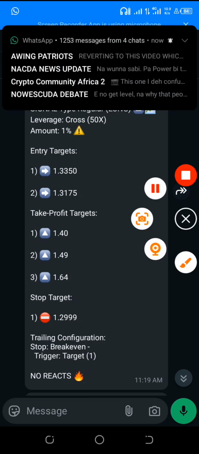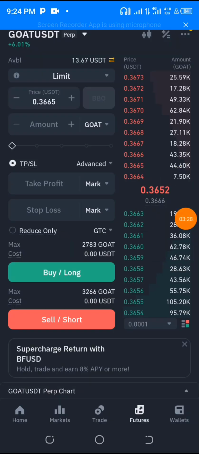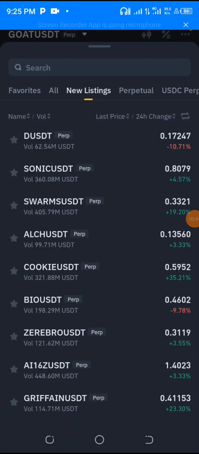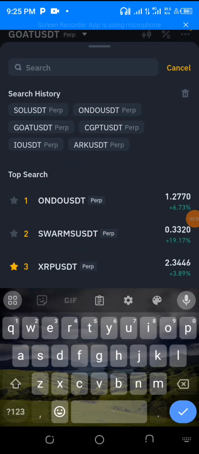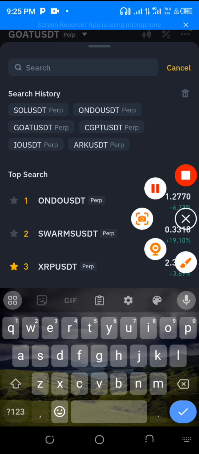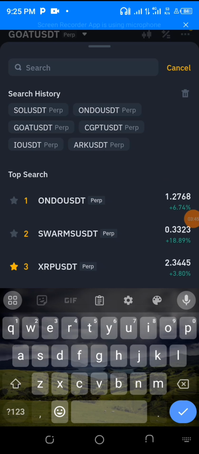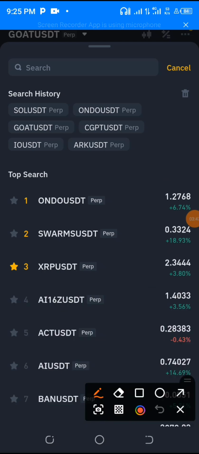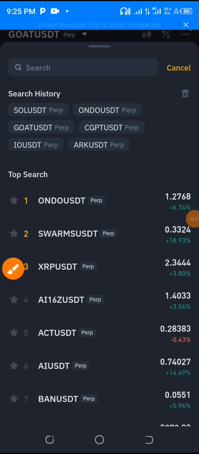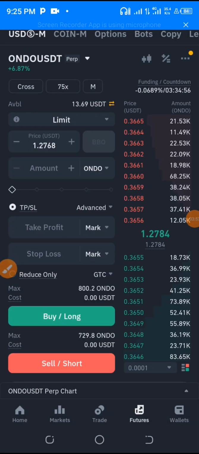So let's go back to Binance. Yeah, we are back in Binance. We are to long the coin. So either I go to the search bar and type it in, or, if you look up here, you will see I have already searched it. That is it there. So I will just go there and click on it, and it opens.